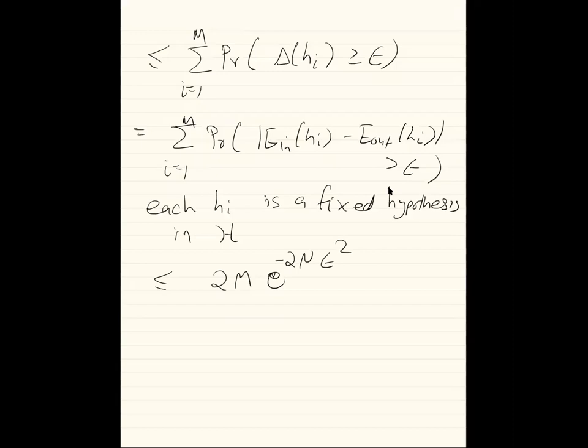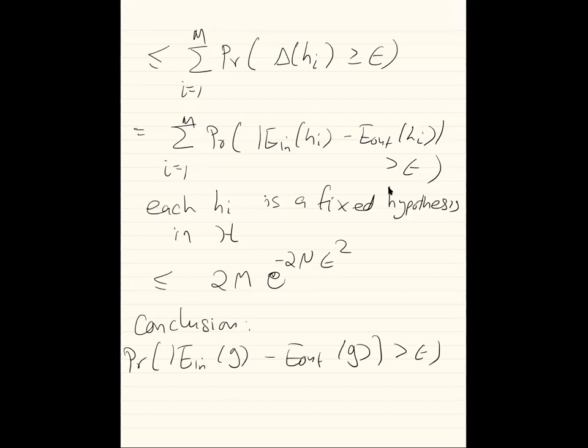So what we have shown is that the probability that E_in of g minus E_out of g is greater than epsilon is less than 2M e to the minus 2N epsilon squared. This is what we have shown. So if g was a fixed hypothesis, we would not have this factor of M. This is the extra penalty that we pay due to adaptivity. Since we are allowing g to depend on the training set D, we have to pay this additional factor of M in the upper bound.